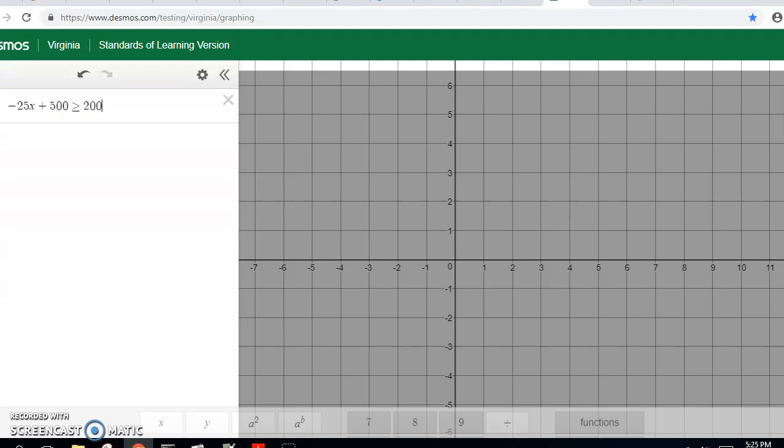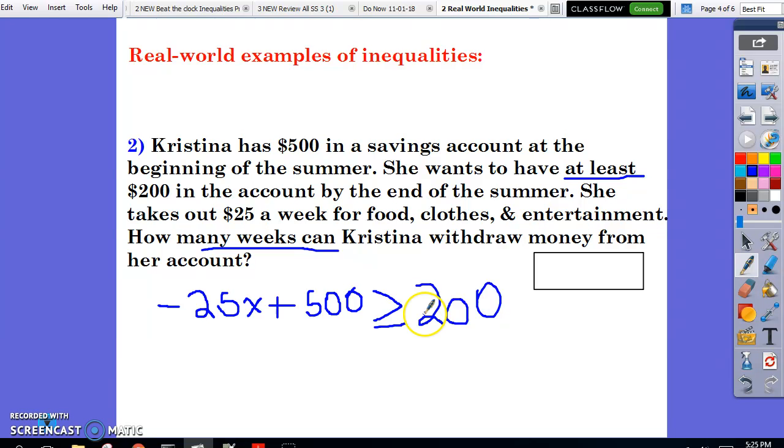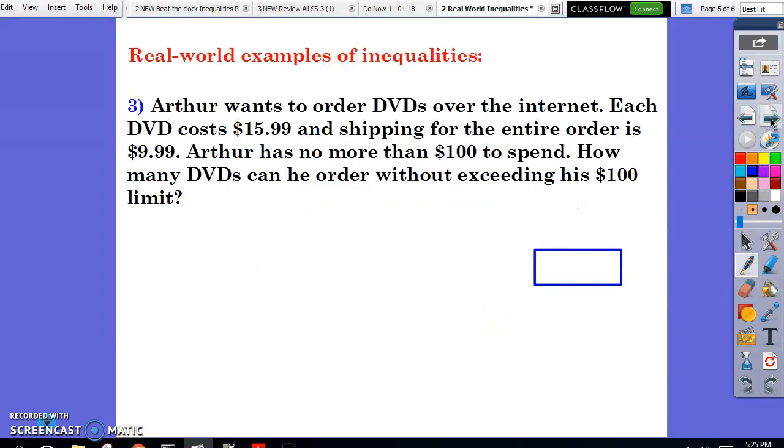So let's move the screen. And so we see that in 12 weeks, that's how long she will be able to withdraw money from her account. Sorry for the messy handwriting. 12 weeks. Number 3. Arthur wants to order DVDs over the internet.